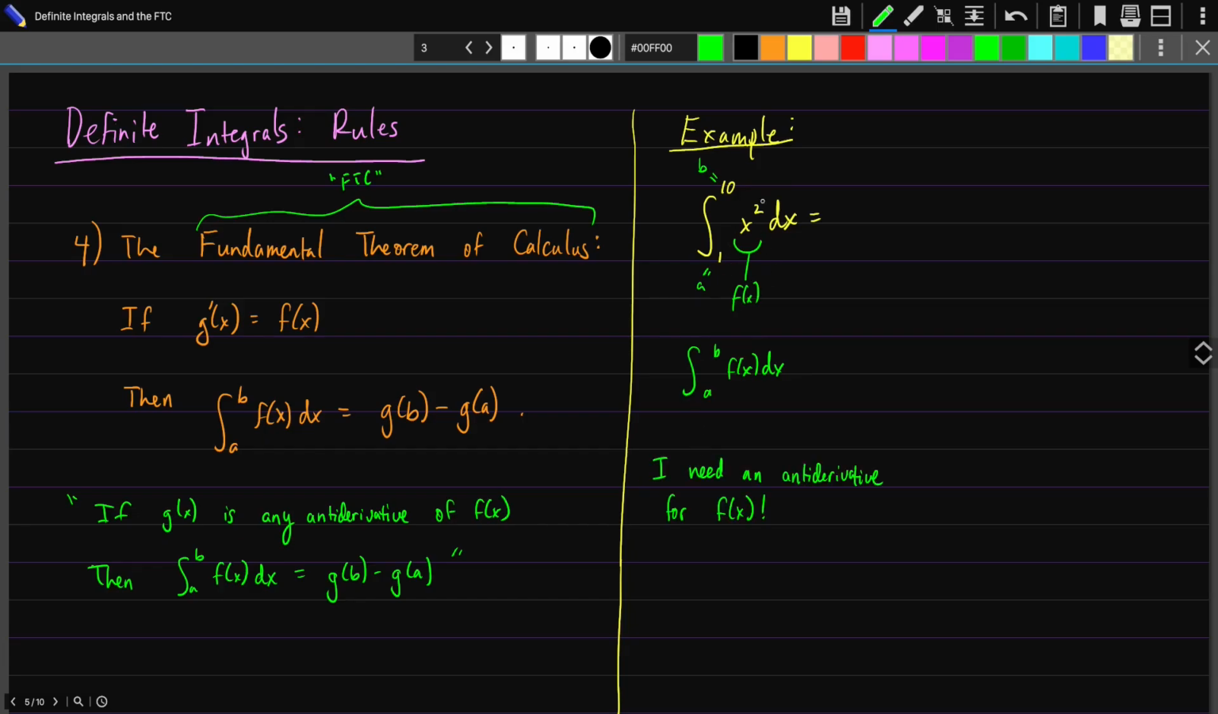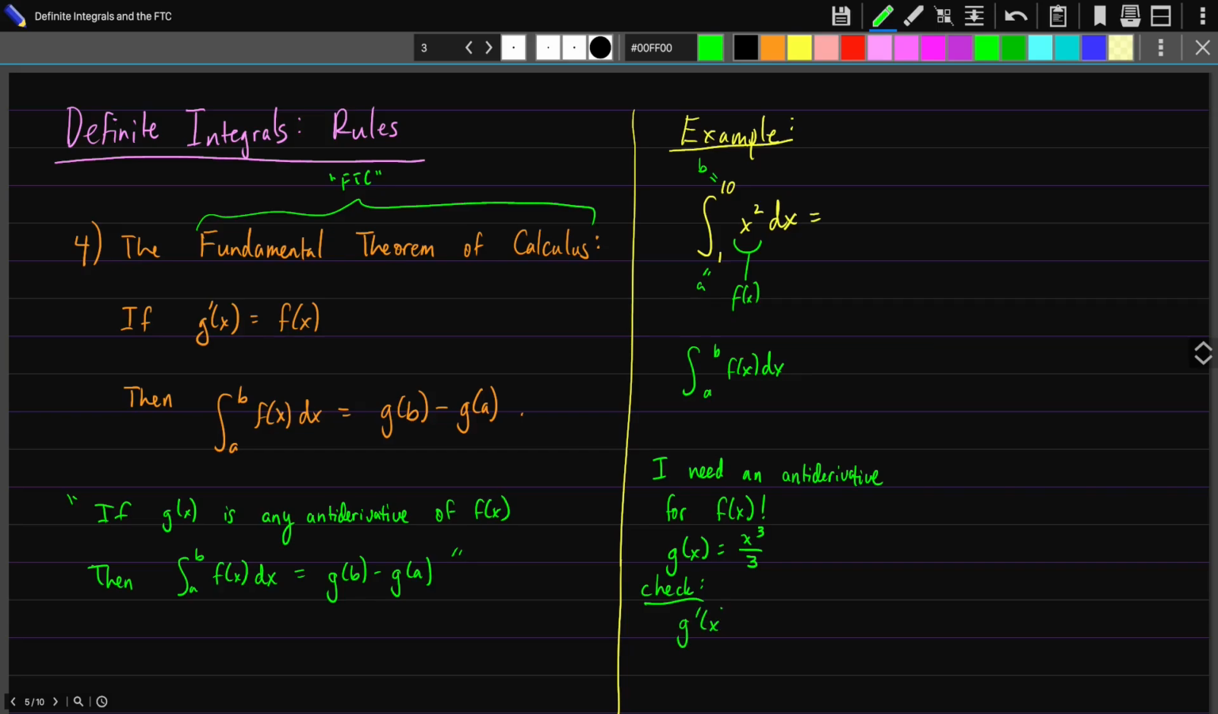In this case, my function f of x is pretty simple. It's just x squared. So the function g of x equals x cubed over 3 will work. There's other possible functions we could choose, like x cubed over 3 plus 1, or x cubed over 3 plus an arbitrary constant. But we're just going to go with x cubed over 3. The reason we're going to pick this is because it's the simplest one, actually, and that's going to make our computation the easiest.